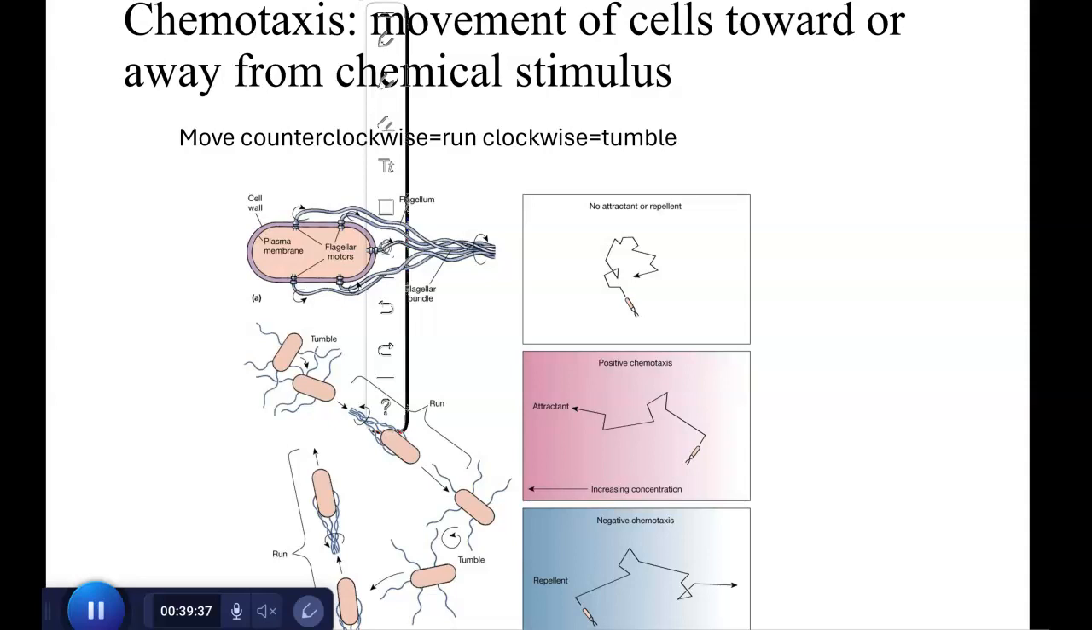So, of course, you know that I like letter association. So I think of counterclockwise. Counter has an R. Run begins with R.